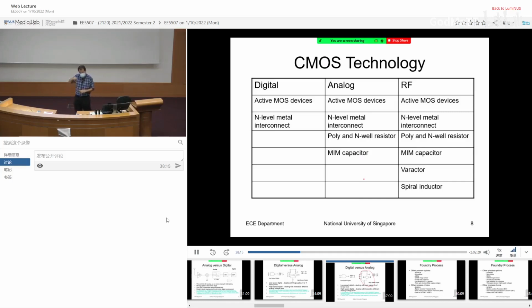Now RF requires even more. Besides the typical resistor and capacitor, you also require a varactor, which is a variable capacitor. This is very important for tunable filter cutoff and tunable VCO frequency. Because you can change the capacitor, you can change the frequency. Spiral inductor: you want to build the inductor yourself so that you have the resonator and you can create an RF oscillator. So there is the RF process.